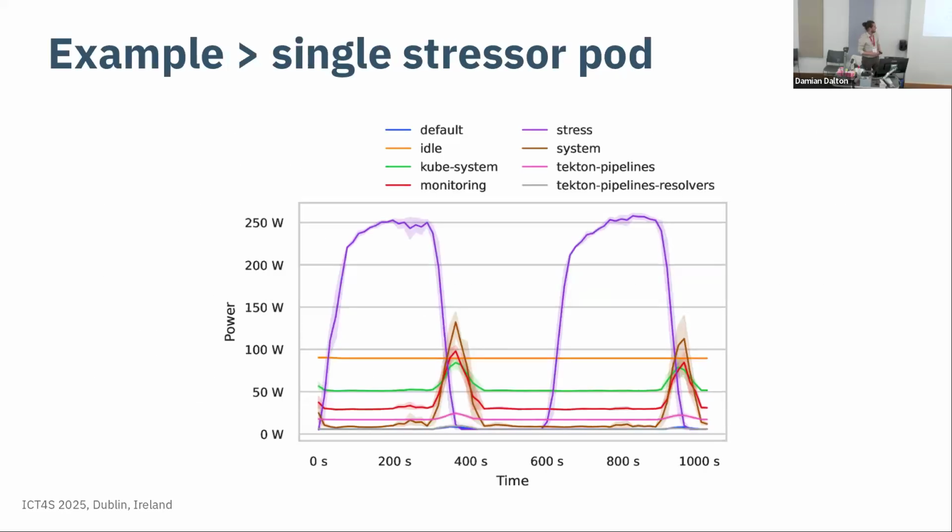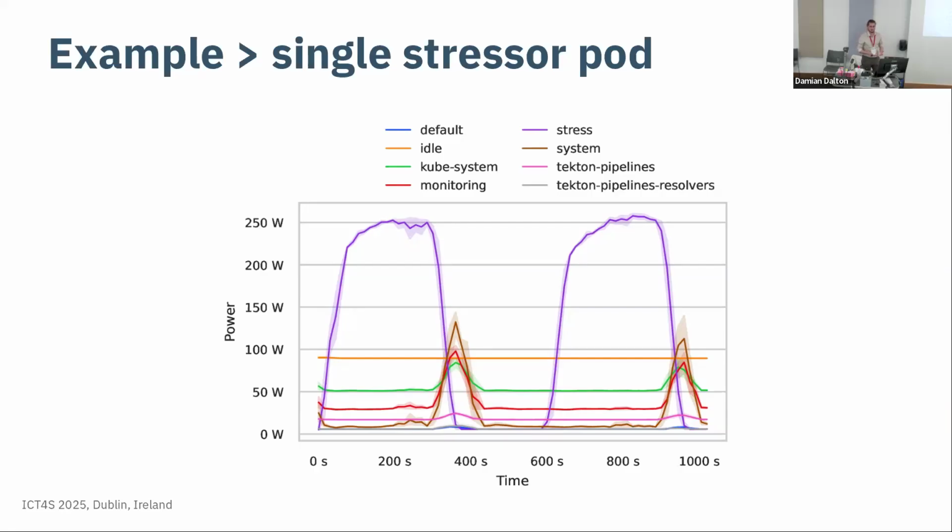This is the first example I'd like to show you, and what we see here is a number of Kubernetes namespaces and their power usage according to Kepler over a couple of minutes where we ran our test. And in this test, we had a single pod in the stress namespace, which is the purple line you see here, that ran the CPUs to about 50%, then turned off for a bit, ran the CPUs at 50% again, then turned off. And what we see is sort of what we would expect.